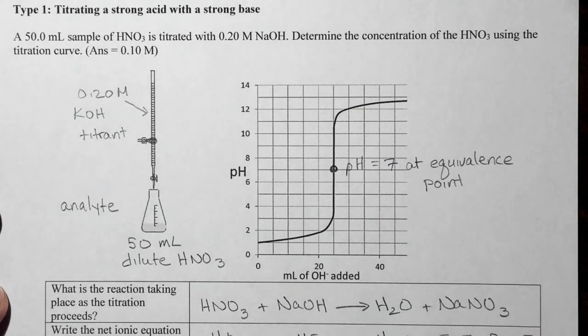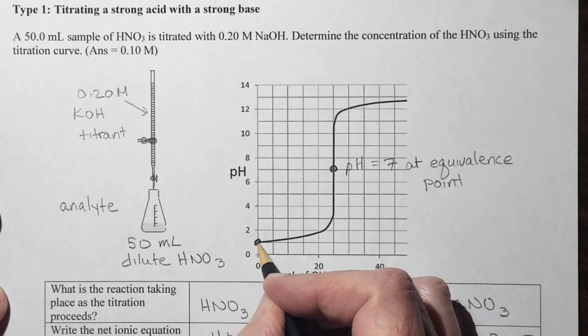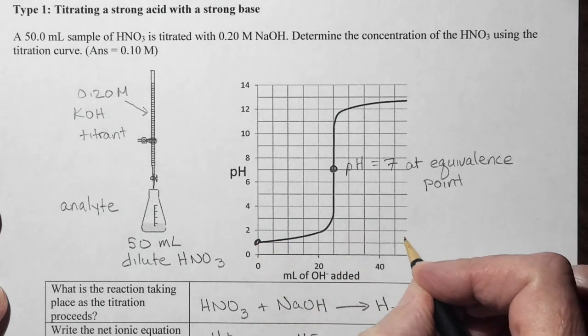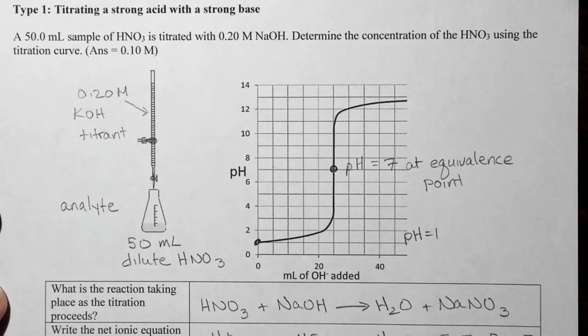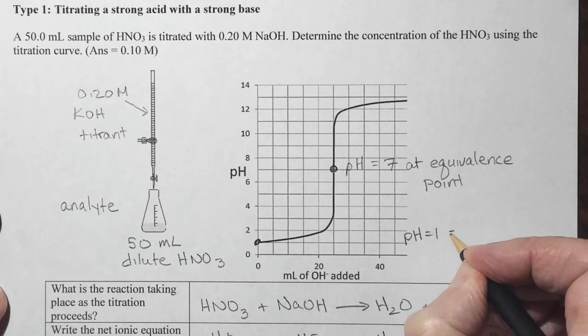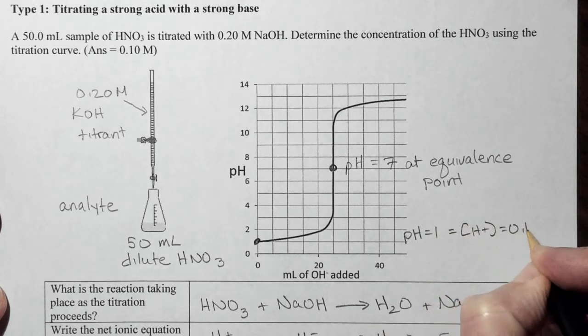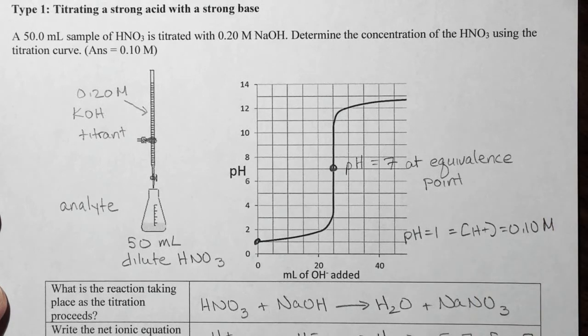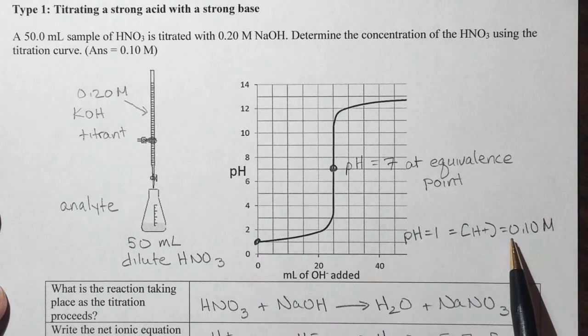We have a pH right here of 1. So our pH is equal to 1. That actually tells us right off the bat that our initial hydronium concentration is equal to 0.10 molar. Remember that we can just take 10 raised to the negative pH to determine the concentration.